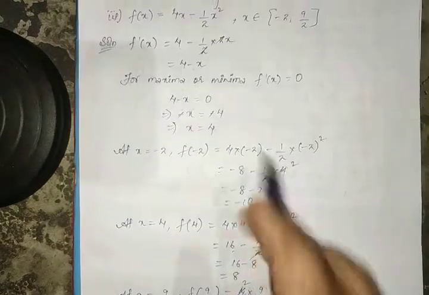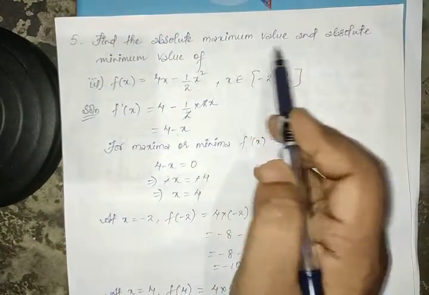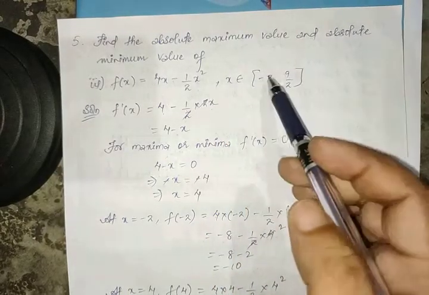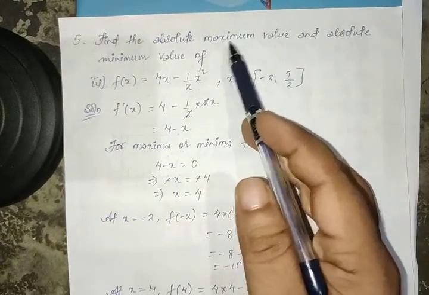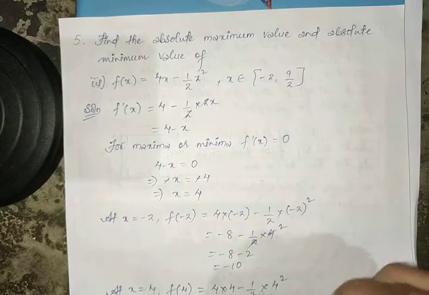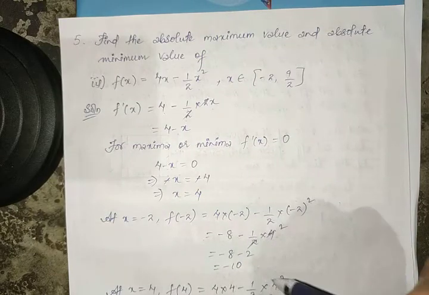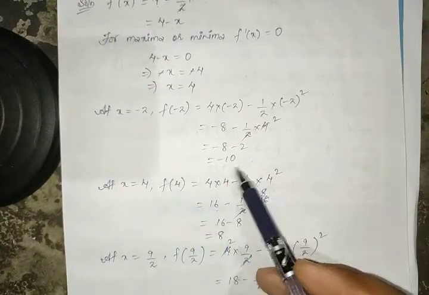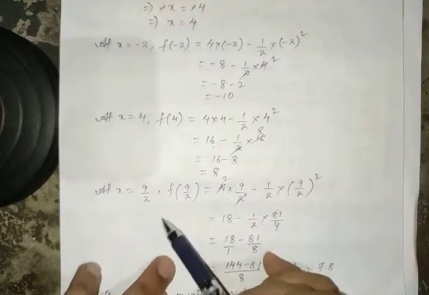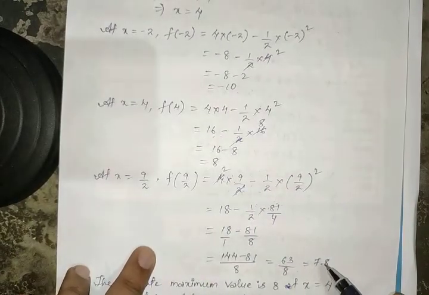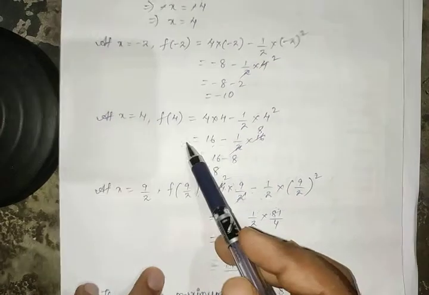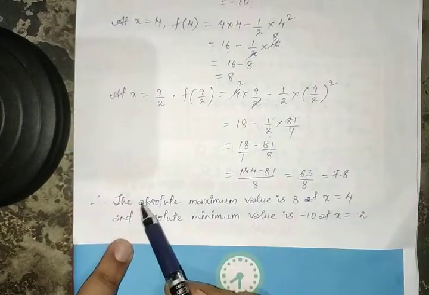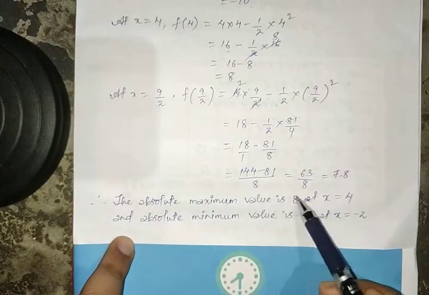So now what do you have to find? We have to find the absolute maximum value and absolute minimum. Absolute maximum means, among all these values, the highest one. Which will be the highest value, that will be the maximum value. And absolute minimum means among all the values that we have got, we have to take the least one. So let us check which is the highest. So at x = -2, we got -10. At 4 we got 8, and at 9/2 we got 7.8. So which one is the highest? 8, right? So that means at x = 4, the absolute maximum value will be 8. So I have written here: therefore the absolute maximum value is 8 at x = 4.